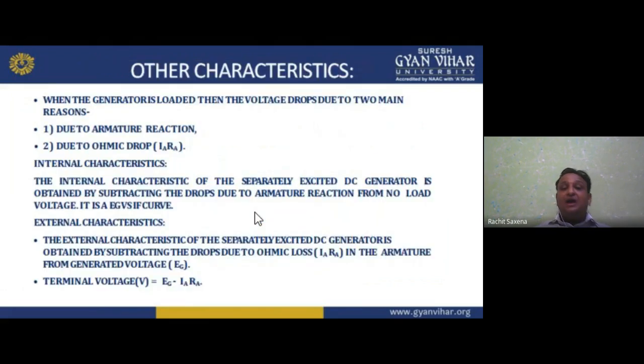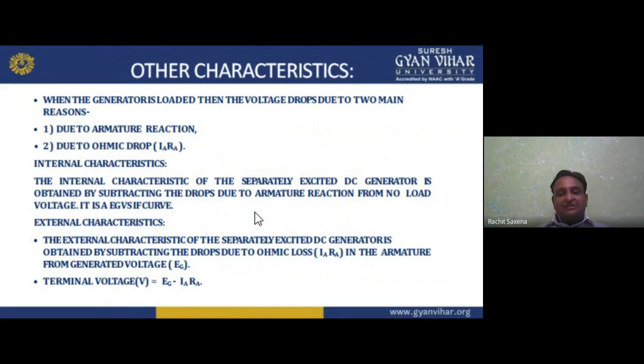Now move forward, other characteristic. When the generator is loaded, then the voltage drop is due to two main reasons. There are two main reasons, my dear student. First is the armature reaction. I already told you what armature reaction is. Armature reaction basically is the flux of armature, which distorts or demagnetizes or cross magnetizes the main flux, meaning it changes its value. If it changes the value, then the induced EMF also varies, so there will be a drop. So we can say due to armature reaction. Another one is the ohmic drop, that is IaRa, due to resistance, wastage of power.